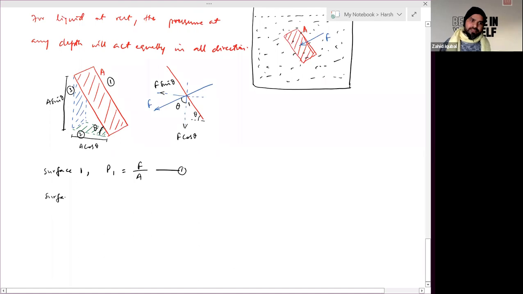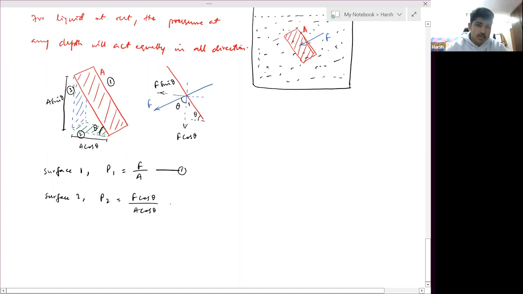Similarly, for surface 2, pressure is force divided by area of cross section. For surface 2, which is at this bottom part, force is F cos theta and area of cross section is also A cos theta. So cos theta and cos theta will cancel out, and we are left with F by A. Equation 2.